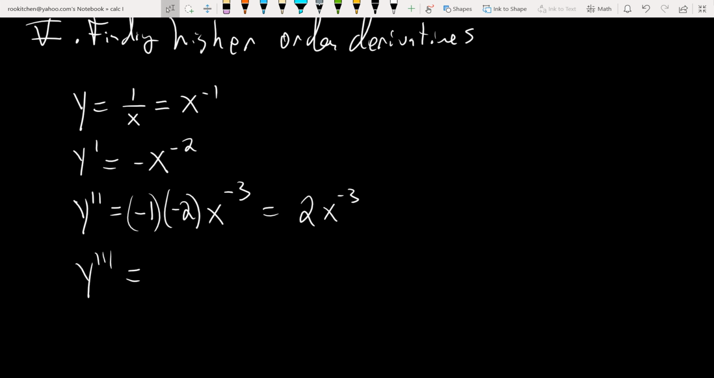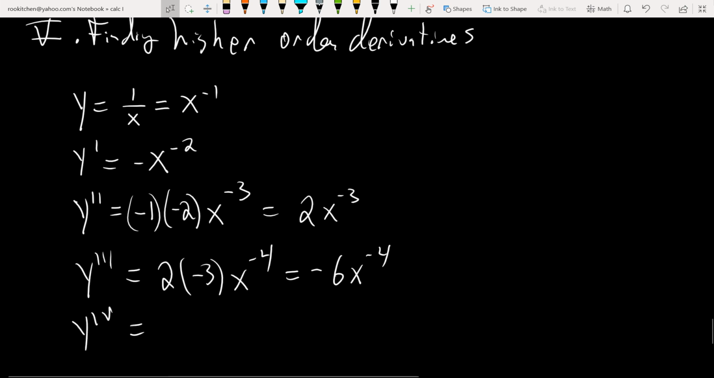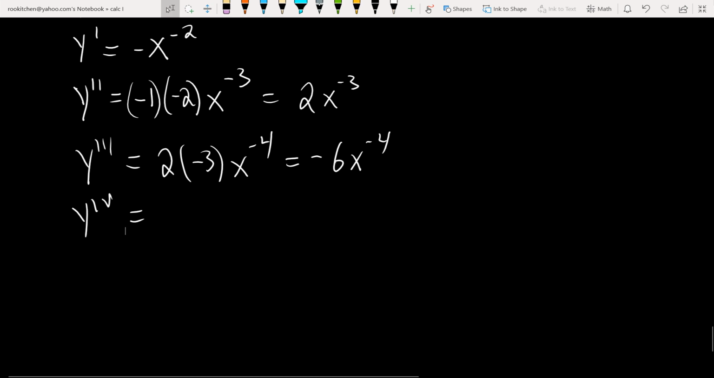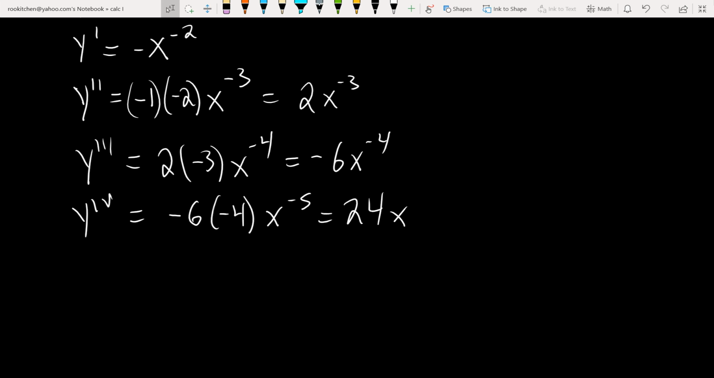It's 2 times 1, which is just 2, and then it's positive x to the negative 3. Y triple prime, now I bring down the 3, right? So it's 2 times negative 3 times x to the negative 4, which we could write as negative 6x to the negative 4. And then y to the fourth is, well, I bring down the negative 4, so I'll have negative 6 times negative 4, x to the negative 5. And that's going to be 24x to the negative 5.